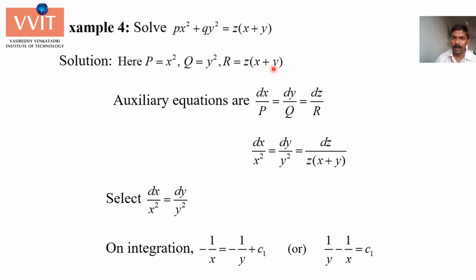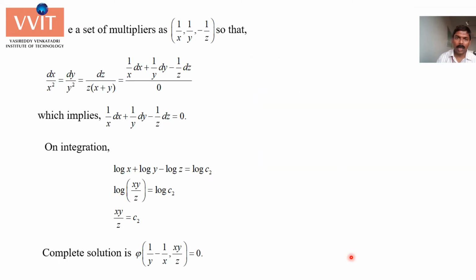Writing PQR values, see the auxiliary equations clearly. I can select the first two members, grouping method. After selection, the procedure is performing integration and getting the first part. And the second part, I have done with multipliers. These are the multipliers: 1 by x, 1 by y, minus 1 by z. And this is the equation we get for integration. After integration, the second part is xy by z equal to C2. So this is the complete solution for the problem. Remember, this problem contains two parts of the solution as usual. The first part we have done with grouping, the second part with multipliers.